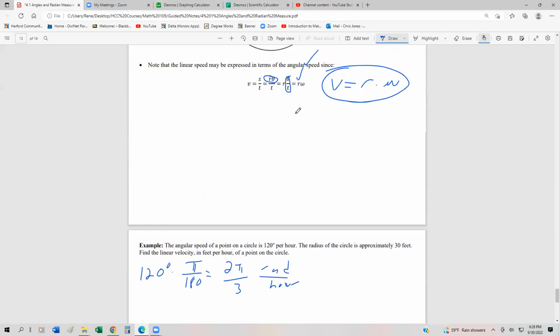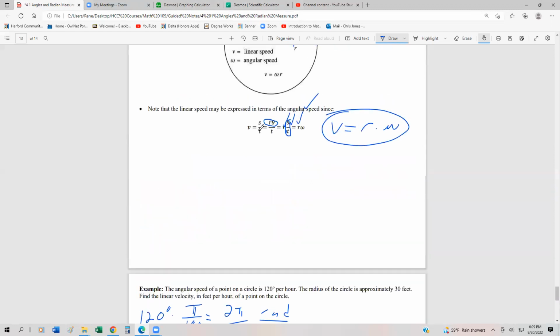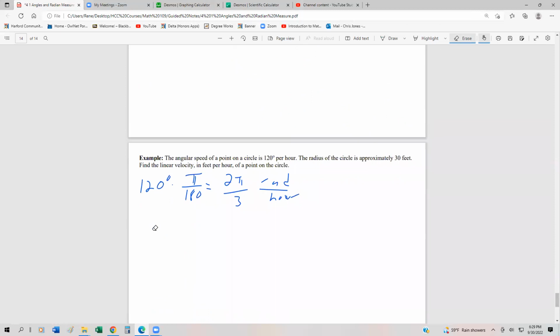And so if we go back up to our formula, we know that the radius is 30 feet. We know that the angle is going to be 2 pi thirds. And then we know that the time t is going to be 1 hour. And so for our linear velocity v, because that's what we're ultimately trying to find.